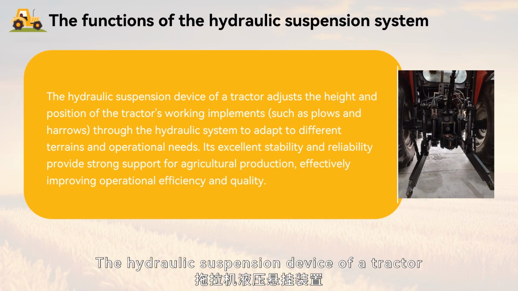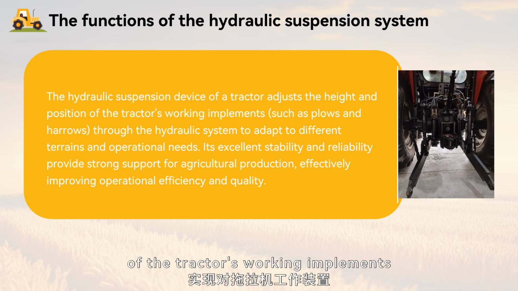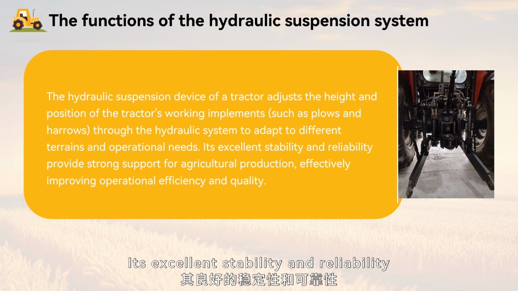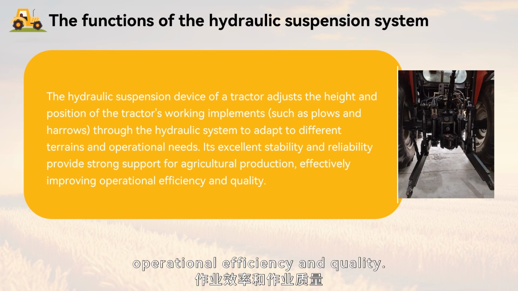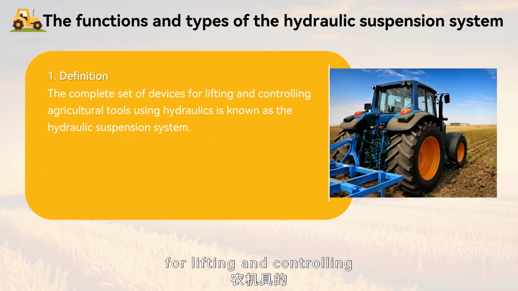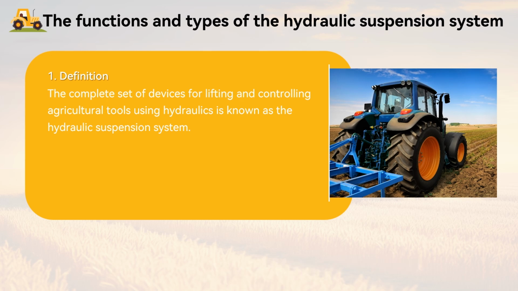The hydraulic suspension device of a tractor adjusts the height and position of the tractor's working implements, such as plows and harrows, through the hydraulic system to adapt to different terrains and operational needs. Its excellent stability and reliability provide strong support for agricultural production, effectively improving operational efficiency and quality. The complete set of devices for lifting and controlling agricultural tools using hydraulics is known as the hydraulic suspension system.